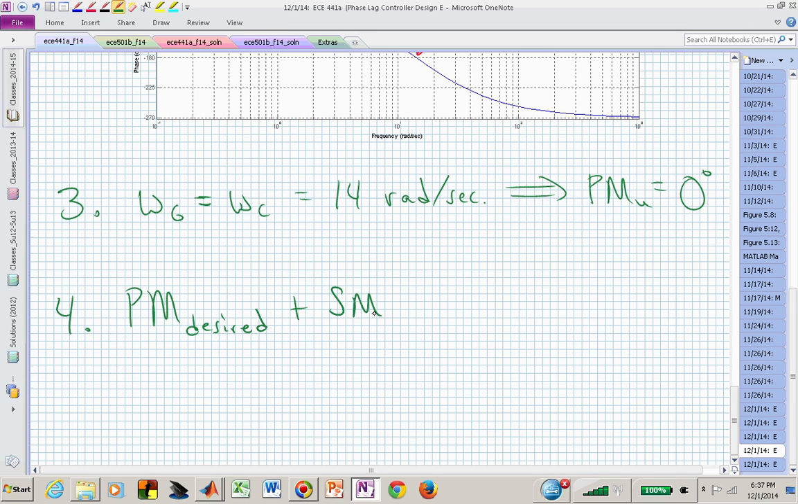Now I'm going to be looking for a frequency at which I can find an angle that is more positive than minus 180 by this phase margin desired plus a safety margin, which I'm saying is 35 degrees. So now I want minus 180 plus 35, or I'm now looking at basically an angle of minus 145.